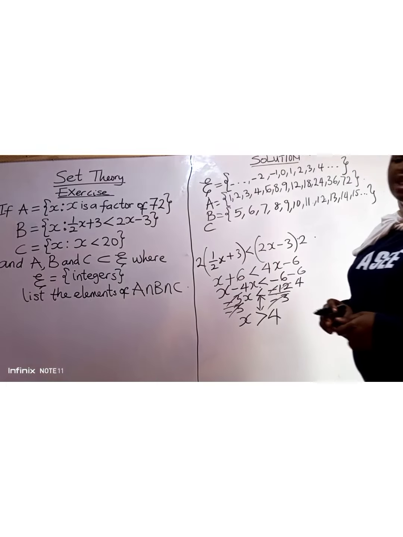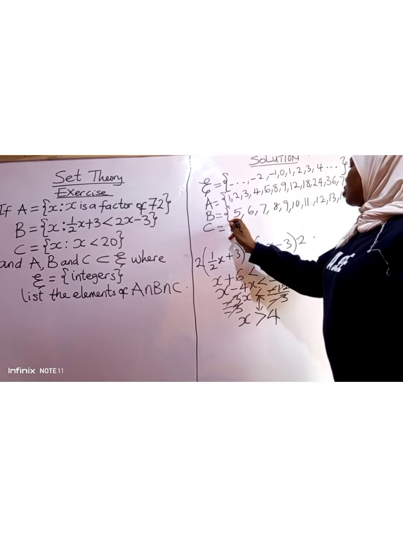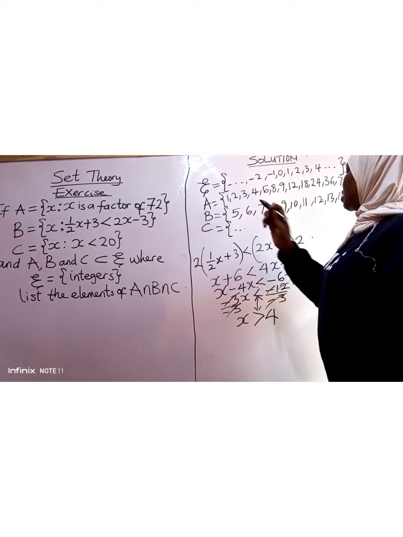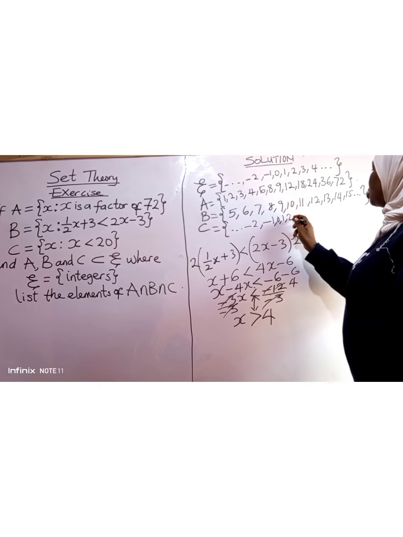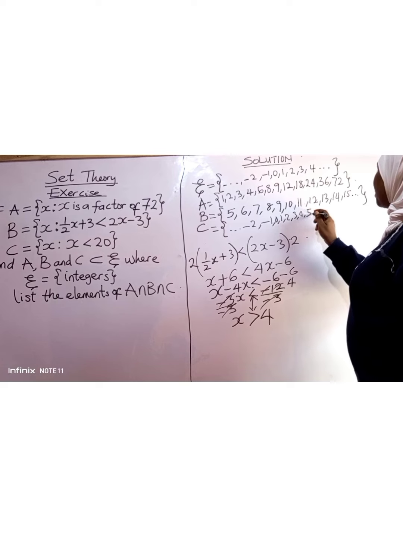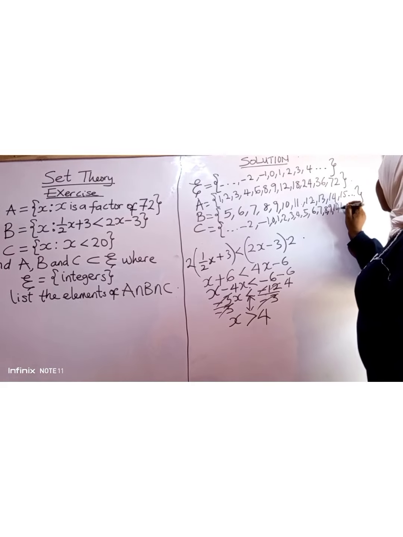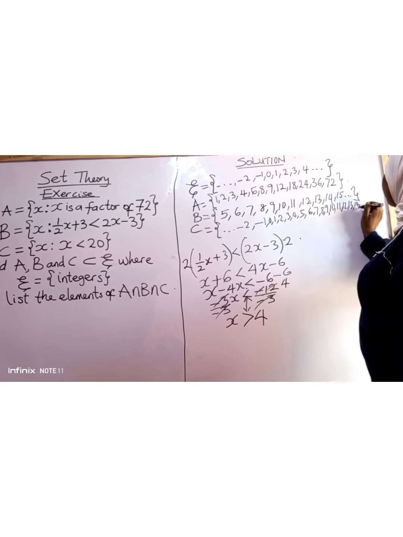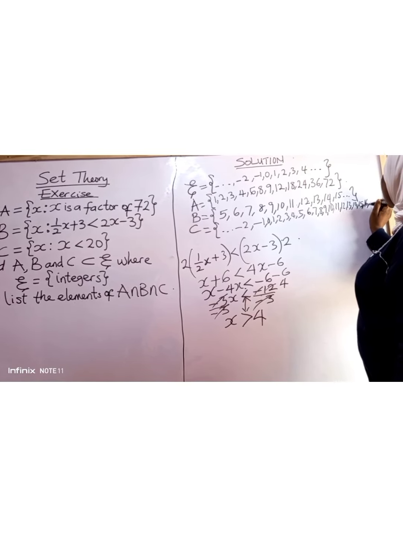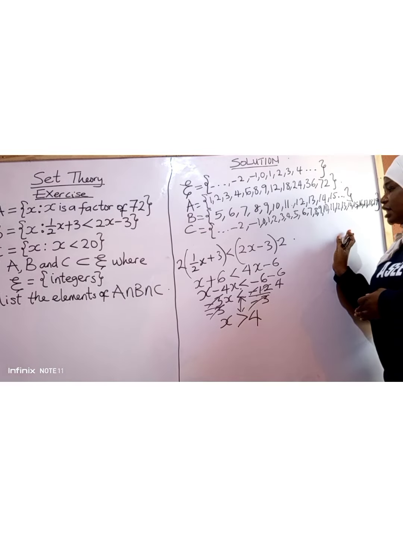Now C is x such that x is less than 20. So all the numbers from the integers that are less than 20 will be the negative natural numbers, ..., -2, -1, then 0, 1, 2, 3, 4, 5, 6, 7, 8, 9, 10, 11, 12, 13, 14, 15, 16, 17, 18, and 19, because it's less than 20. So we are stopping at 19.